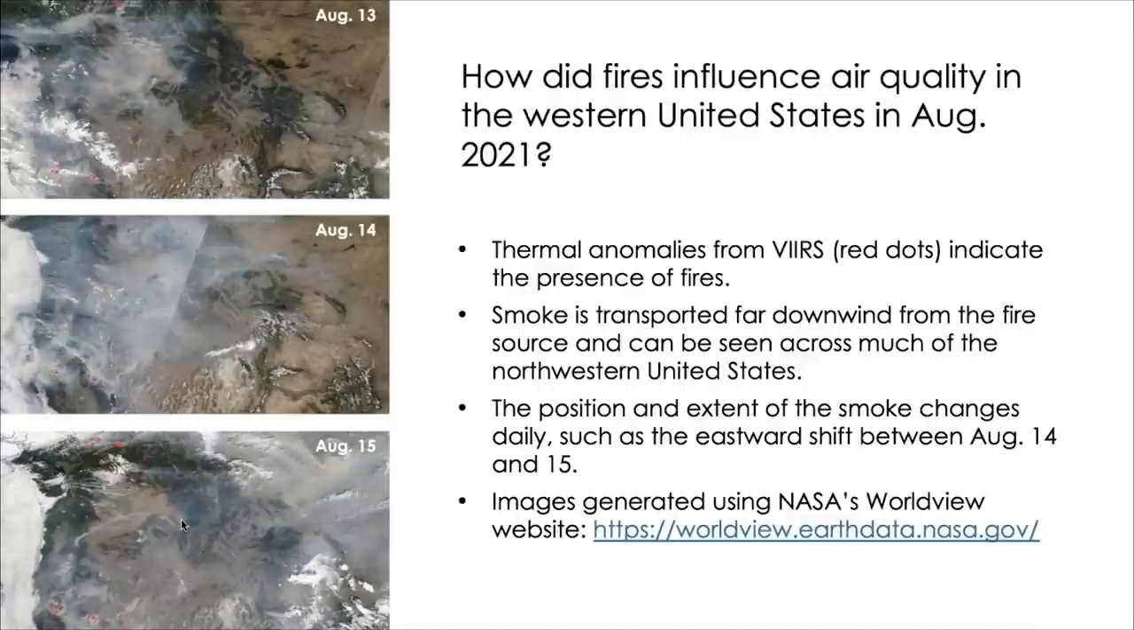To get a sense of how smoke from the fires was transported downwind, we can consider this series of images for three consecutive days in August. Similar to the image on the previous slide, these MODIS images are overplotted with VIIRS thermal anomalies to show the fire locations. We can see both individual plumes of smoke near the fires and the transport of smoke across the region. We also see how the transport and distribution of the smoke changed from day to day, moving eastward from the 13th to the 15th.